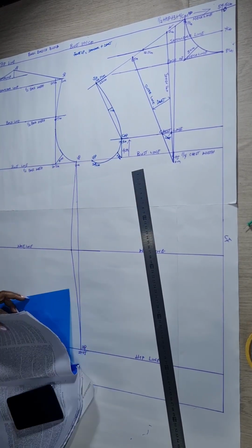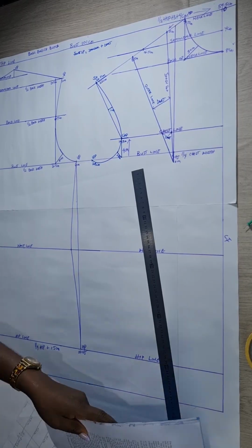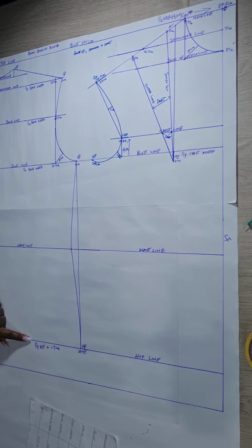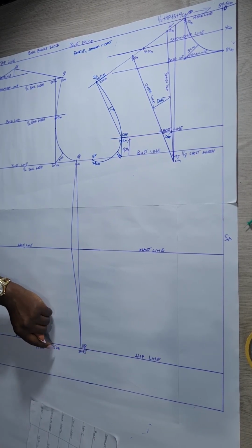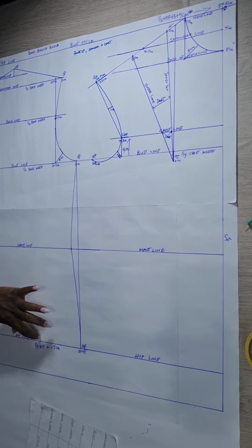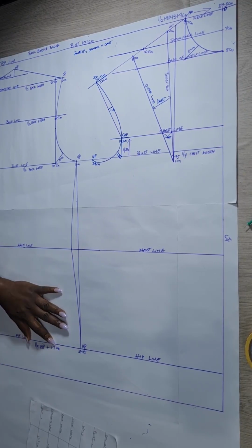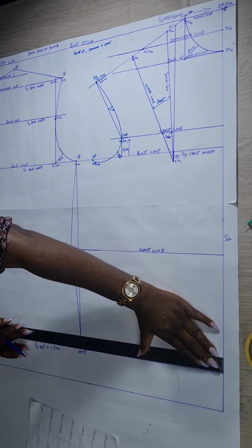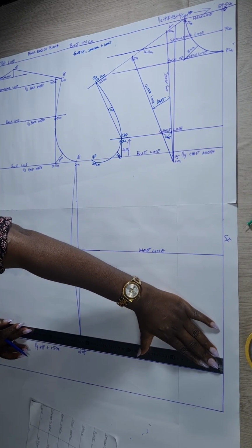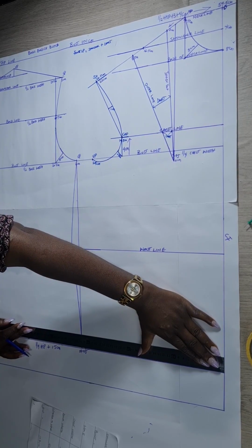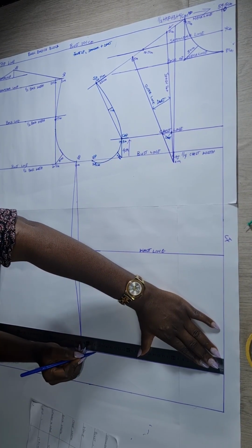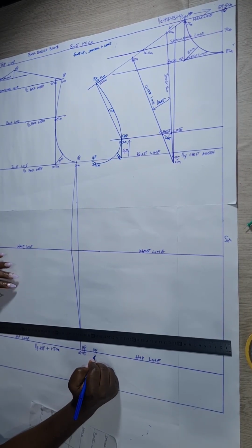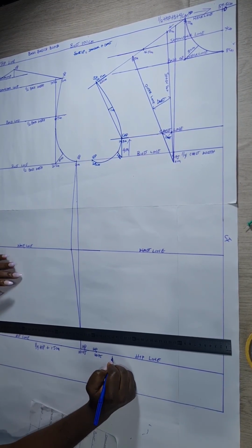So on the hip line now, what we will do here is repeat the same thing we did at the back. 1/4 hip plus 1.5 centimeter. On the hip line at the back, we measured 1/4 hip plus 1.5 centimeter. In front, we will do the same thing. So on the hip line, I'll measure 1/4 hip plus 1.5 centimeter. That's 27.75. This is my HP.